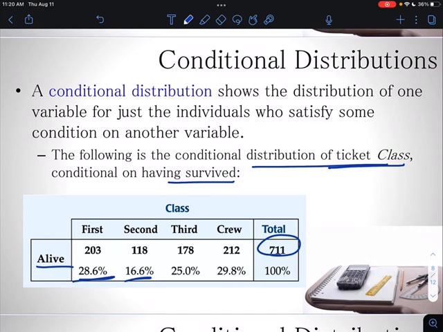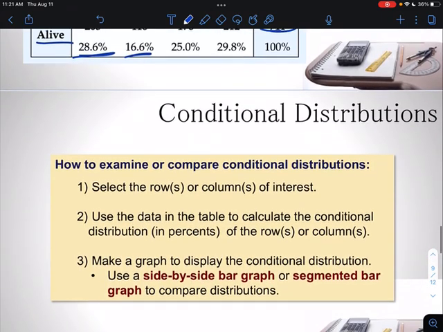And so as I'm looking at this distribution, I'm only looking at survivors, and I don't care about any other part of this. So it's how did class distribute itself amongst the survivors? And so, like I said, the hardest part about this is making sure you get the right variable and then the right portion of the condition based on the other one.